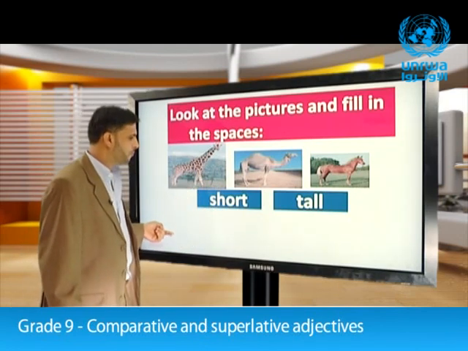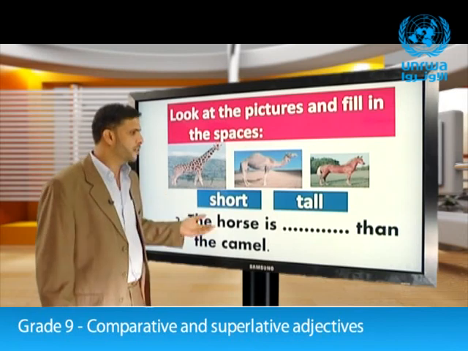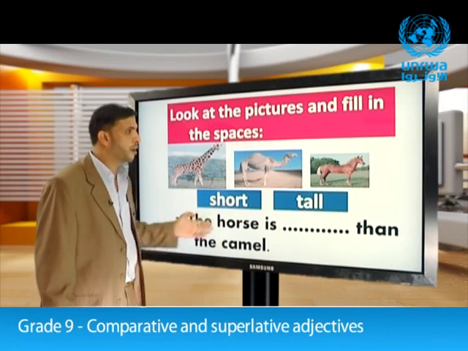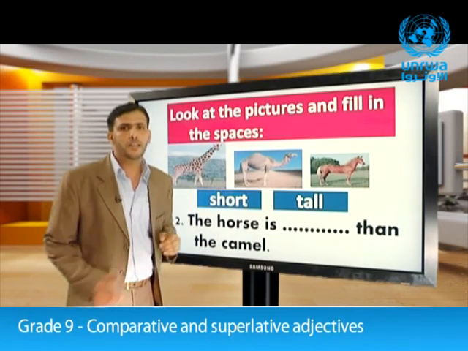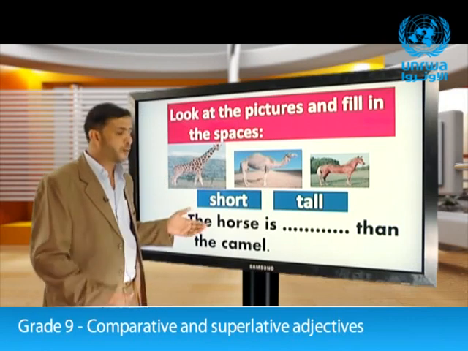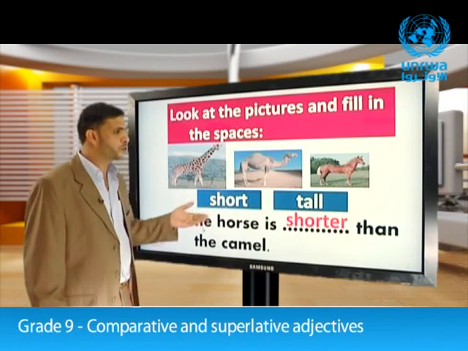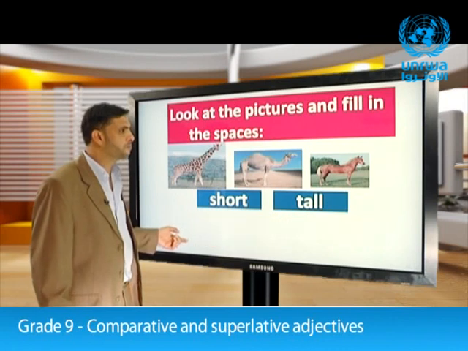Number two, the horse is ___ than the camel. Of course, the horse is shorter than the camel.